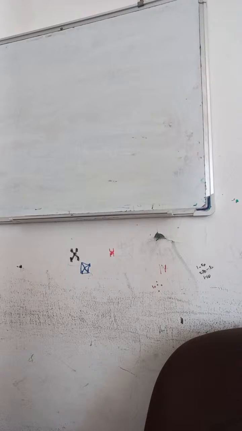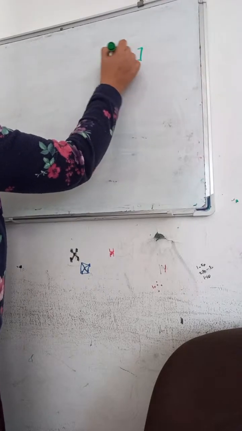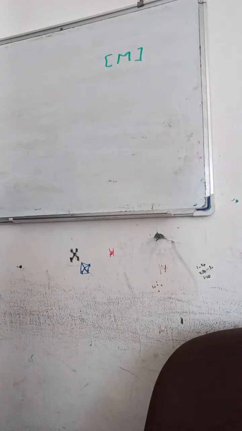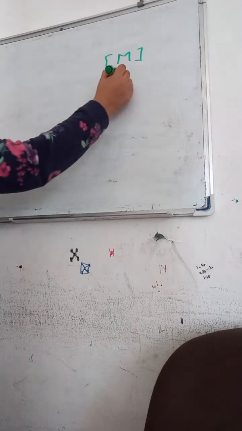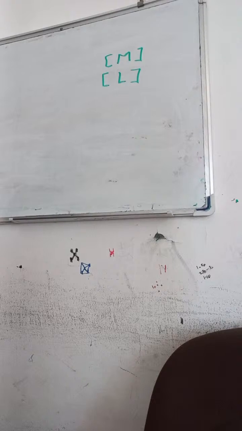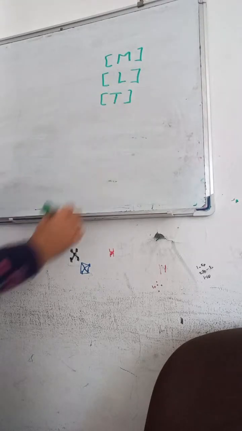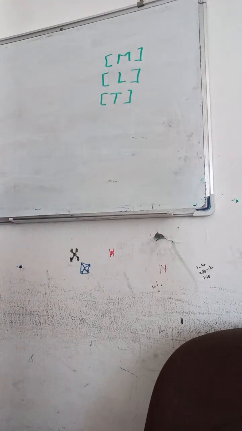Okay, so we can write mass in terms of capital M, enclosed in a square bracket, and then length we write as capital L, enclosed in the square bracket. Then time we write in terms of capital T, again enclosed in the square bracket. So these are the three fundamental quantities in which we are expressing our dimensions.